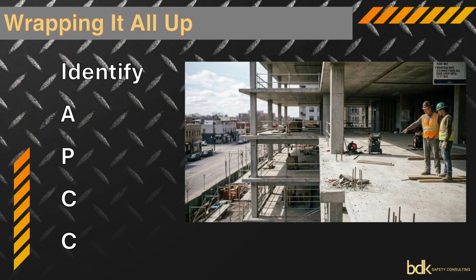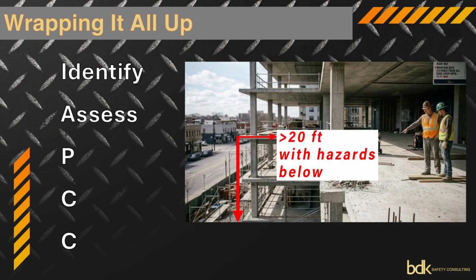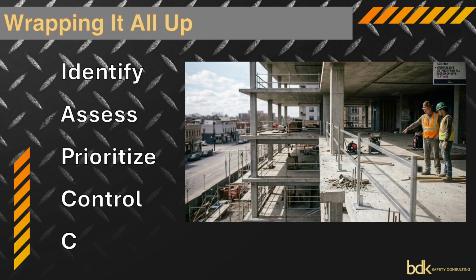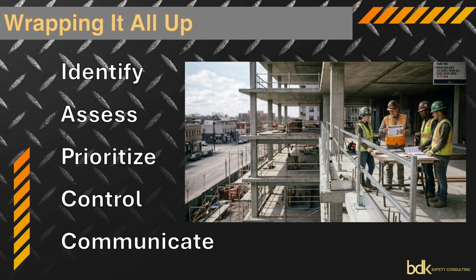1. Identify the hazards. 2. Assess the severity from 1 to 5. 3. Prioritize the risk by multiplying the severity by the exposure to the hazard. 4. Control the hazard using the hierarchy of controls. And 5. Communicate the assessment with a documented pre-job or field-level hazard assessment.